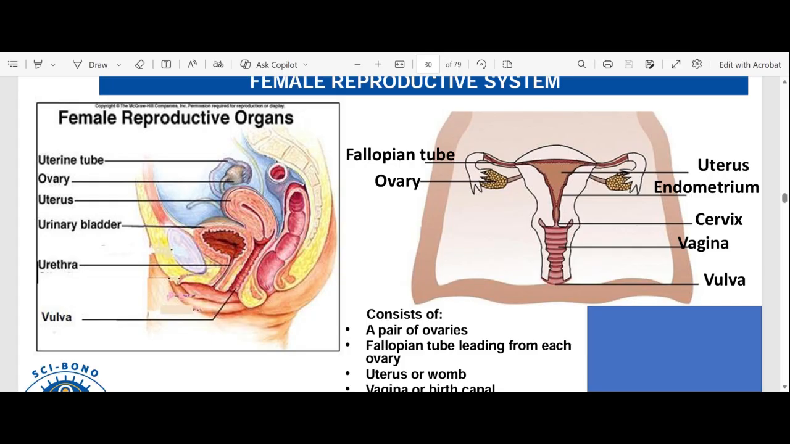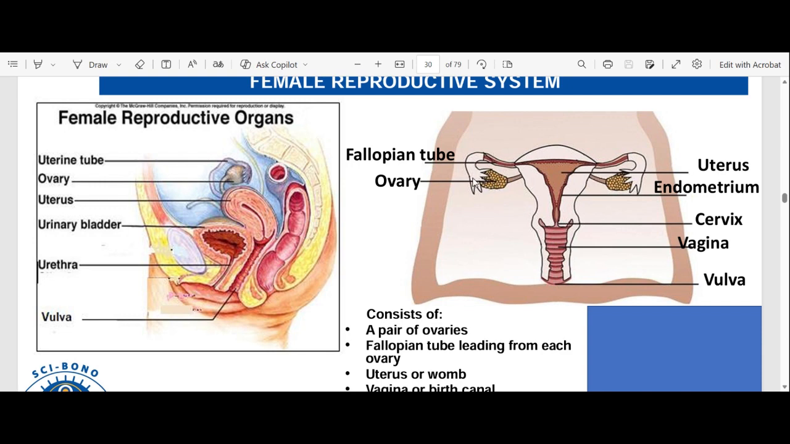So it's the site for meiosis, and also it's responsible for producing estrogen, which is a female hormone that's responsible for puberty. Okay, then when we move away from our ovary, we enter our fallopian tube.